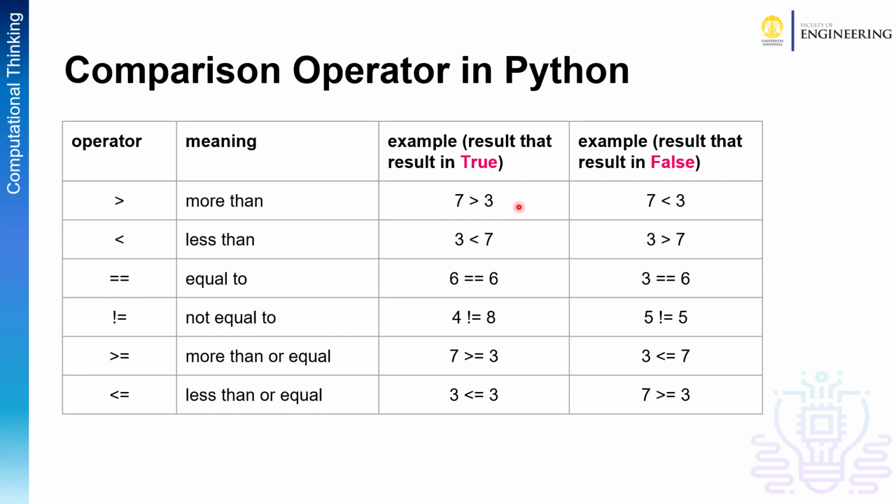The third column shows us examples with a true value. Here we can see that 7 is bigger than 3, that 3 is less than 7, and 6 is equal to 6. On the last column of the table, we can see some false statements. These operators can be used inside Python code, for example, in conditional selections.